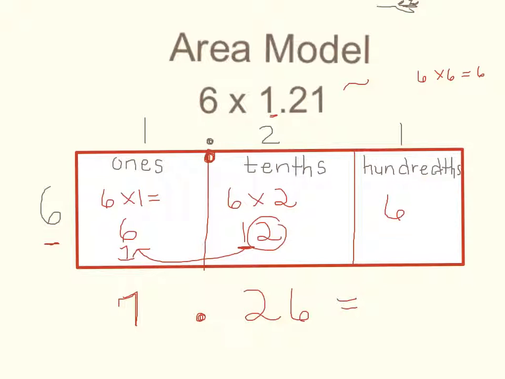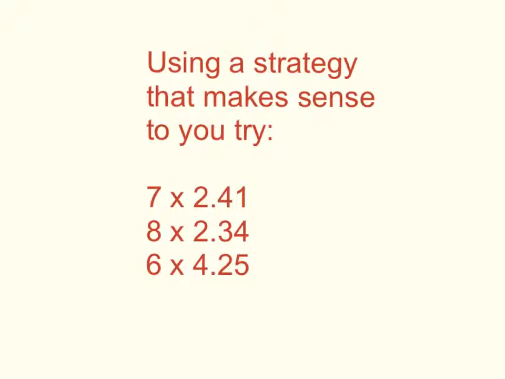Sorry about that. 6 times 1 is 6, so it has to be bigger than 6, so that makes sense. So let's try some on your own then, using a strategy that makes sense to you, the area model, or just drawing your place value chart. Try the next 3 examples and then see if you did them correctly. So you can pause the video now and work on these 3 problems.